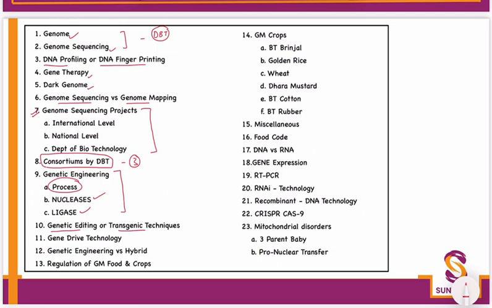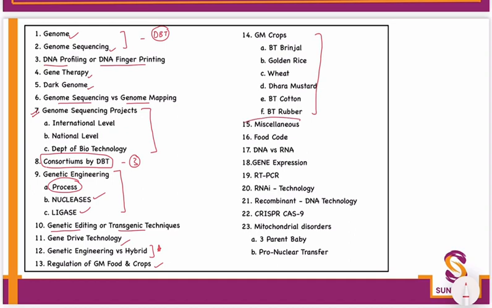Move on to the gene drive technology. Then do the genetic engineering versus hybrid, do the difference in both. Okay, we have already touched this aspect in the environmental classes, but again for the purpose of science and technology you have to do that. Then what is the regulation of GM food and GM crops in India? Then in the genetically modified crops, these were the crops in use, so you have to do them in detail. Follow that is BT brinjal, golden rice, wheat, Dhara mustard, BT cotton, and BT rubber.